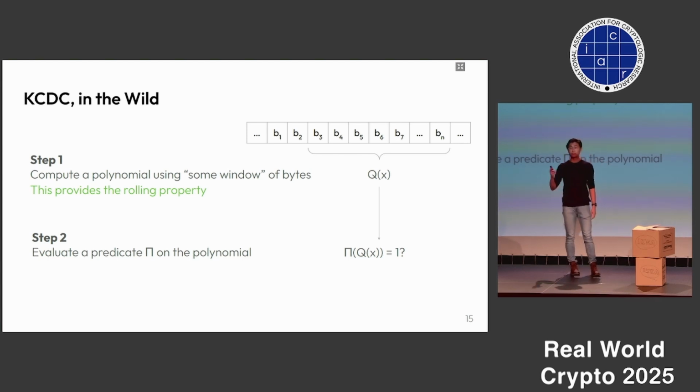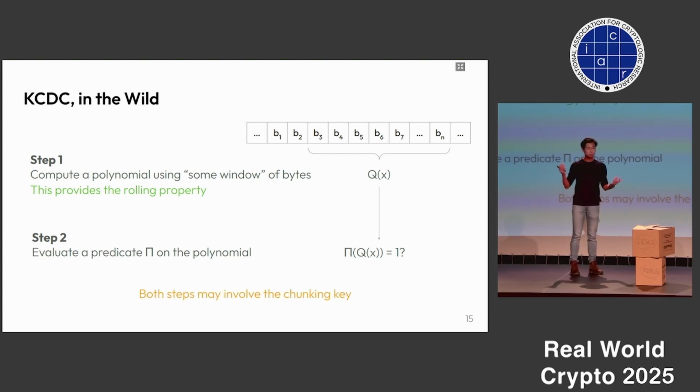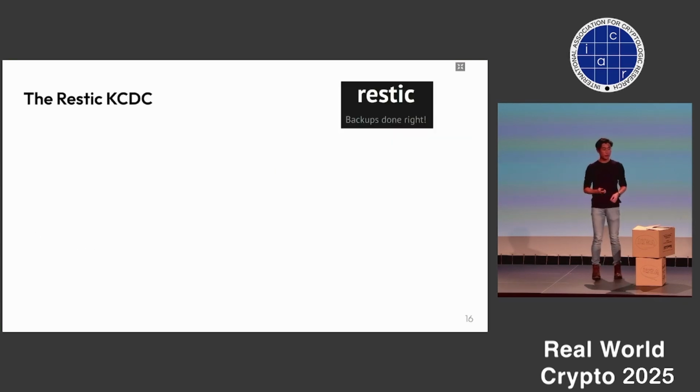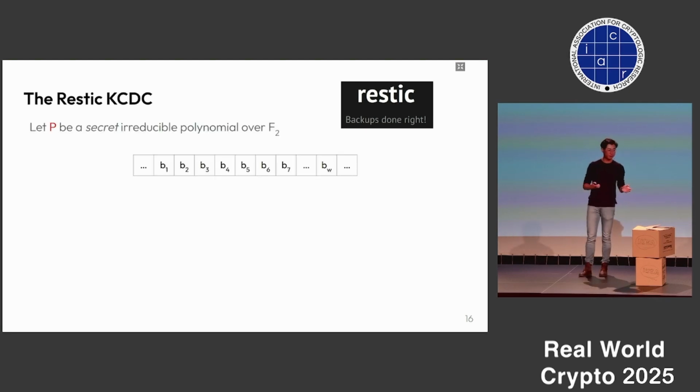Now, again, this is keyed. So in particular, both steps, both the computation of the polynomial and the evaluation of the predicate, can involve the chunking key. Let me make this a little bit more concrete by showing you how RESTitch, one of the backup systems that we analyzed, works. So RESTitch works something like this.